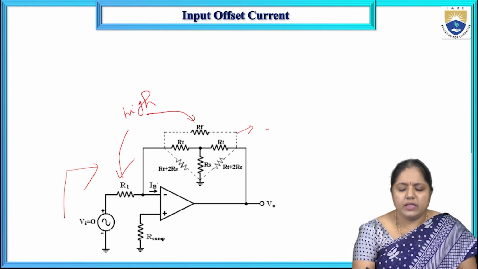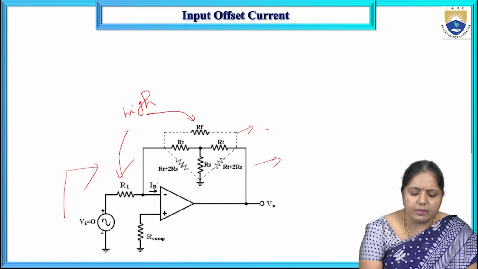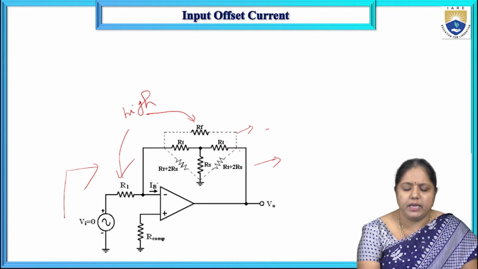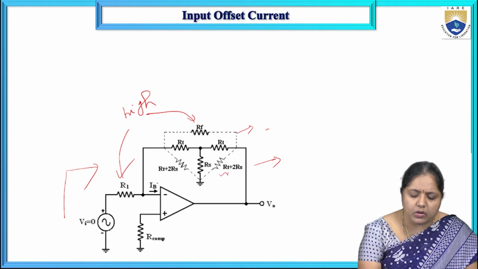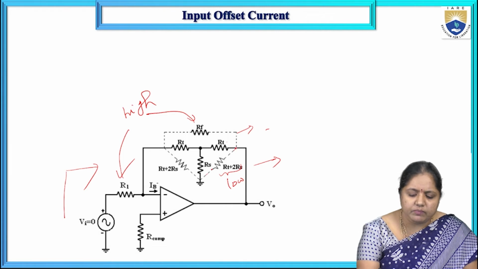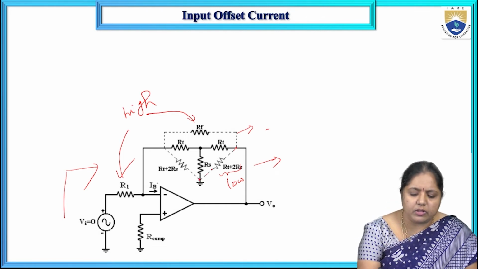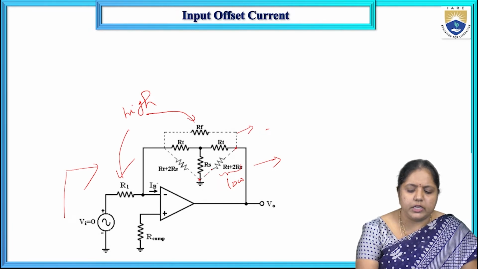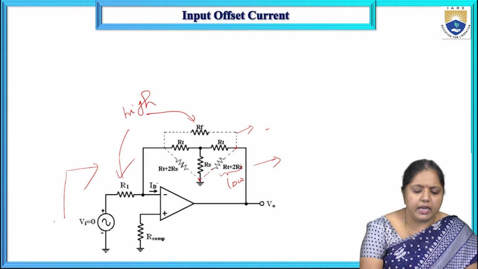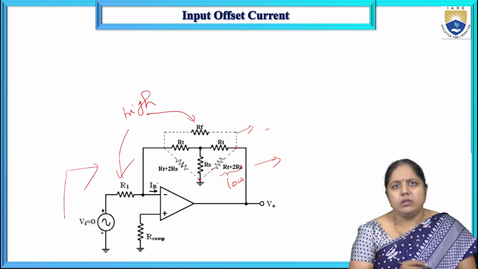But here, if I see from the output side, for this dotted line, if I consider the output impedance, the output impedance of this dotted line resistance network is low. Output impedance can be present from this point to this point. Low output impedance is present from this point to this point, but at the input side I am having the high input impedance.